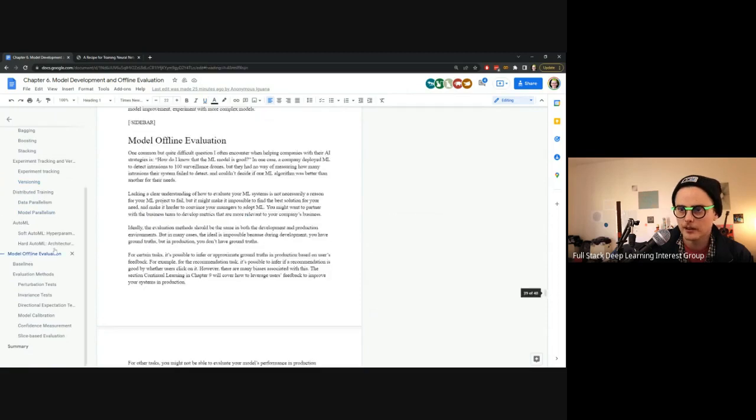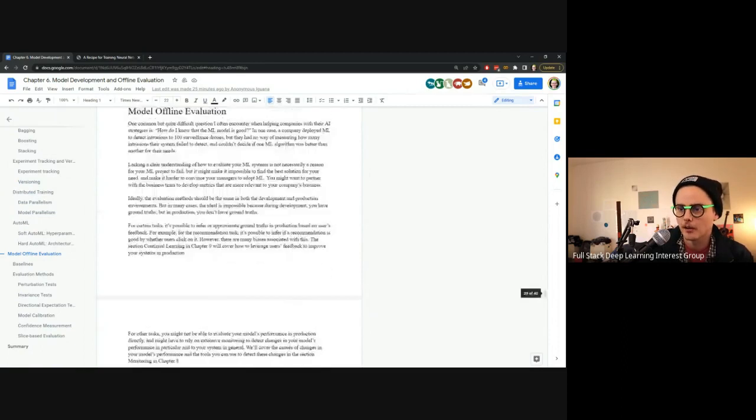Yeah, there is a nice section on offline evaluation, which is other ways of thinking about your model besides just loss. Hopefully we'll cover some of these ideas when we talk about model monitoring and continual learning in the next two chapters. I got the next chapter from Chip, so I'll share that soon.